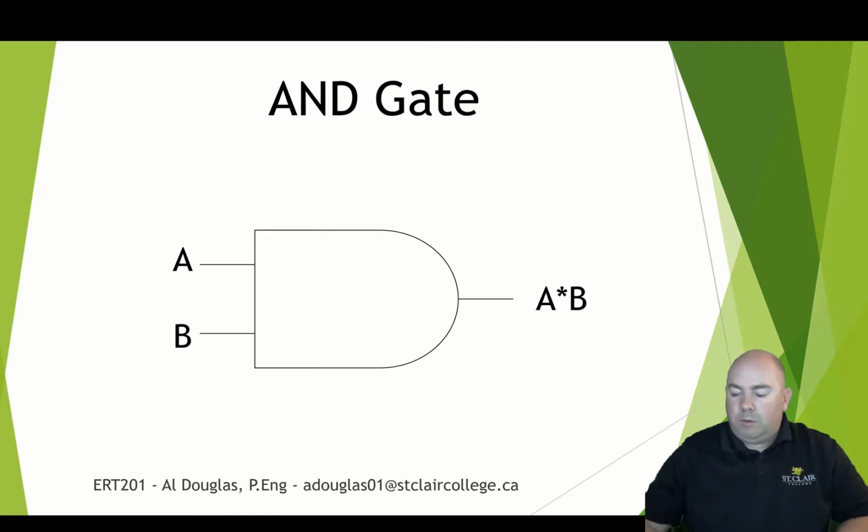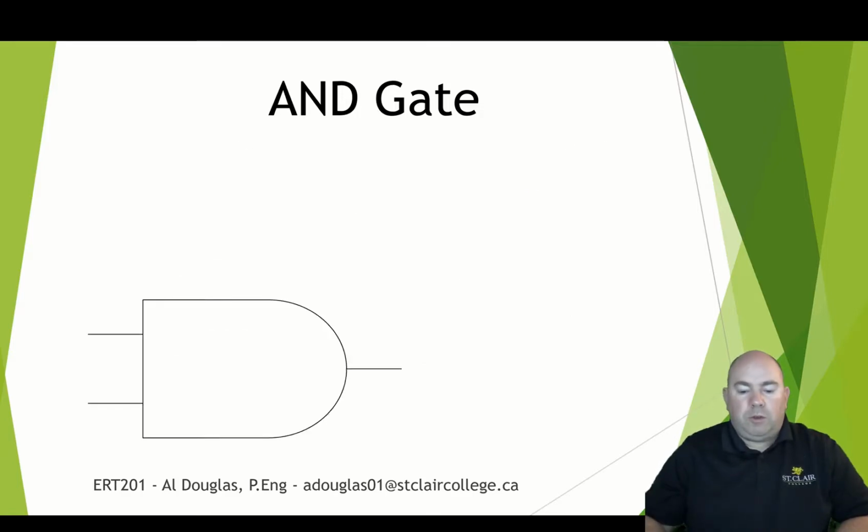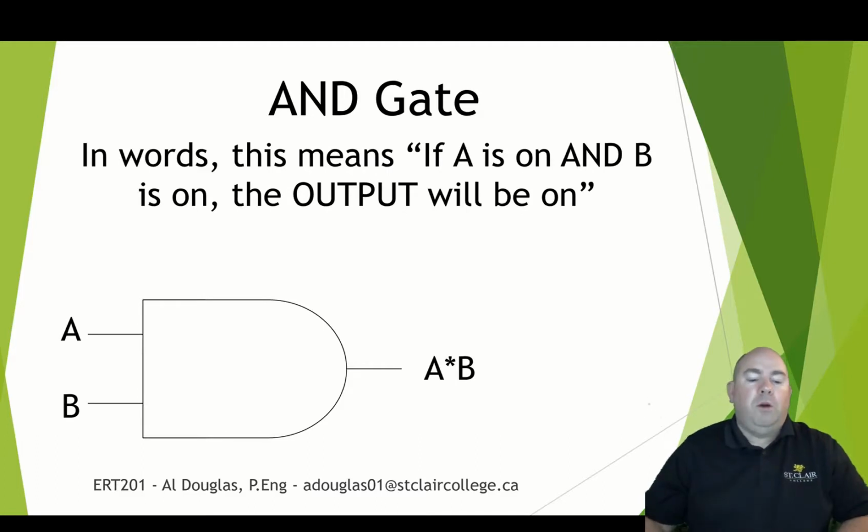So this is the AND gate. It looks like this. We basically draw that. That is a two input AND gate. That's how we represent it. And what that means in words is we have two inputs going into this and one output. We would say if A is on and B is on, then the output will also be on.